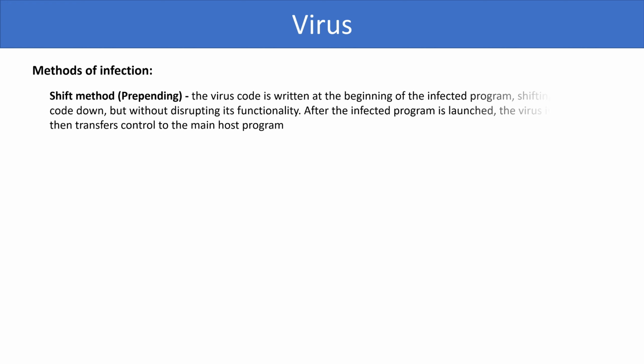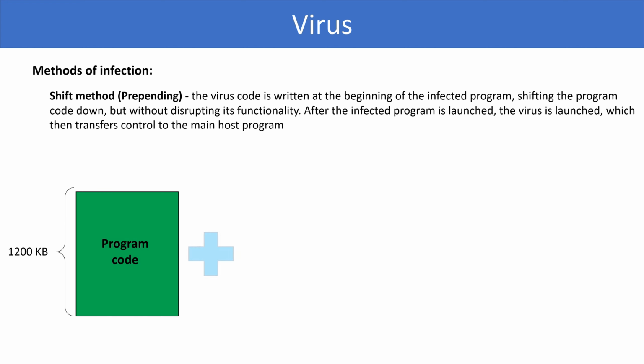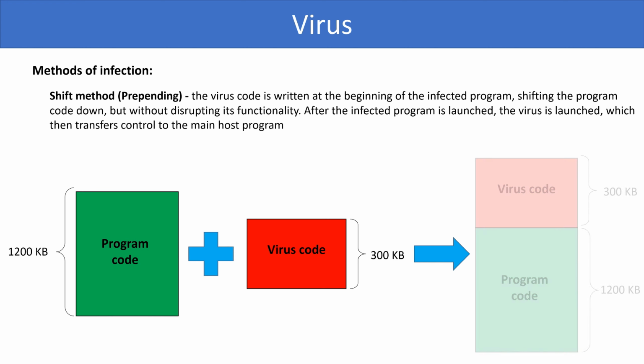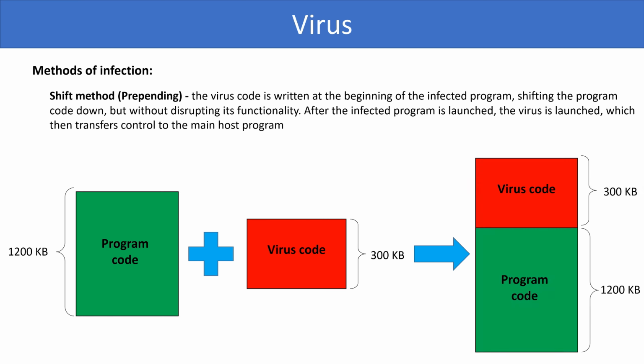The prepending method is a more sophisticated way of infecting compared to the previous method. The viral code is written at the beginning of the legitimate file, causing the program's code itself to shift downwards without disrupting its structure and integrity. When the infected program is launched, the virus is initially executed, and only after that does the code of the legitimate program start running.